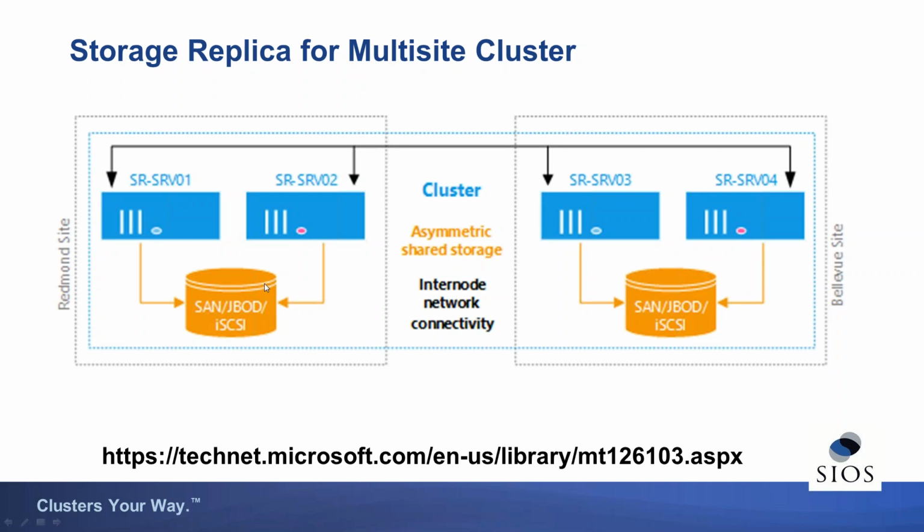Now, if you wanted to have high availability and disaster recovery, you might consider implementing what's called a multi-site cluster, which has been around for a while. People have been doing it for a long time, but mainstream support for it was in Windows Server 2012 R2, and it's been enhanced ever since then. To do a multi-site cluster, you need some sort of mechanism to replicate the storage that's in Redmond to Bellevue.